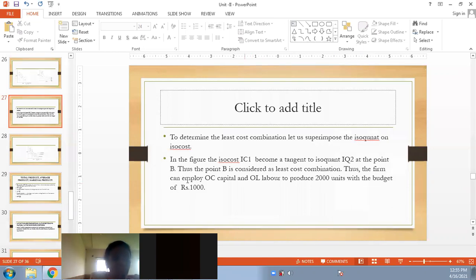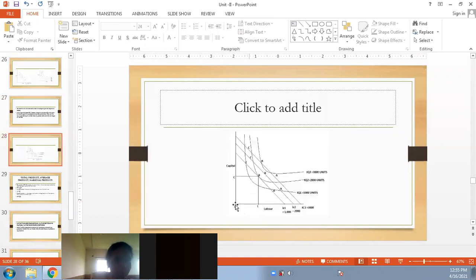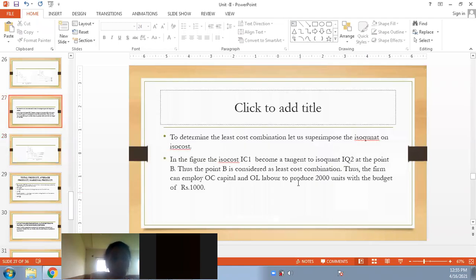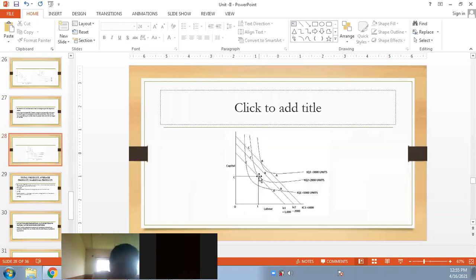Thus, the firm can employ OC capital and OL labor. See, we have represented the units of capital that have to be employed, and these represent the number of labor that has to be employed, to produce 2000 units. How have we decided it is 2000? See in the figure, at this tangent, what is the iso-quant that we have? 2000 units. If we use this and produce 1000 units, it is meaningless. That will never be the least cost combination.